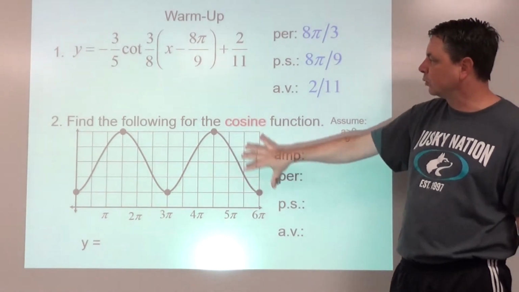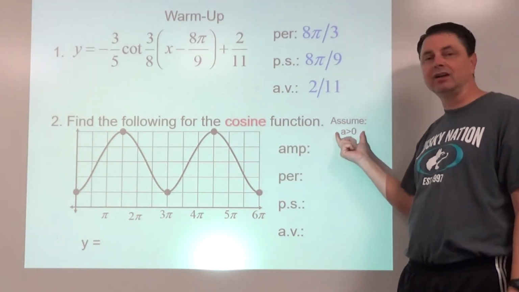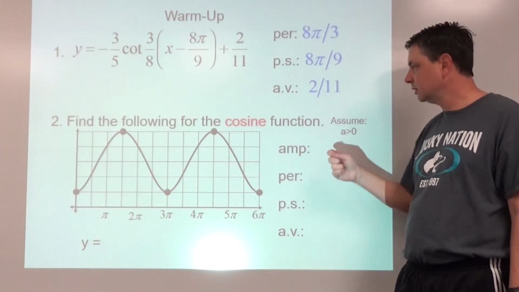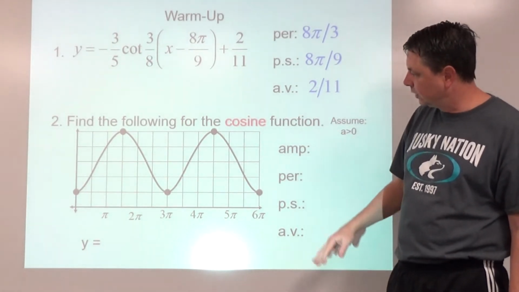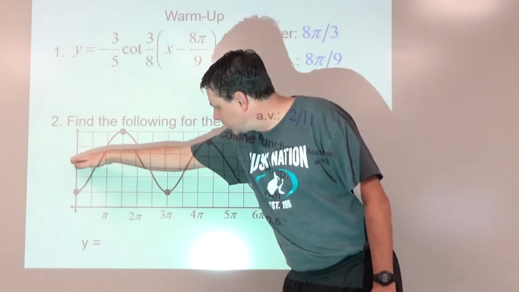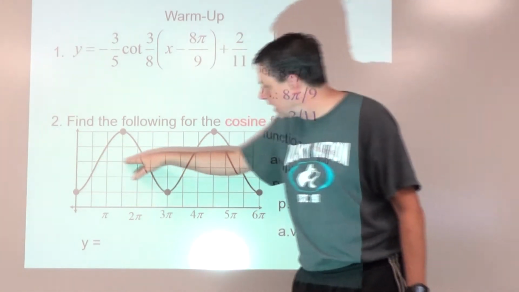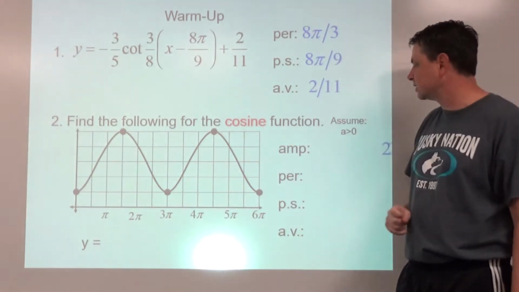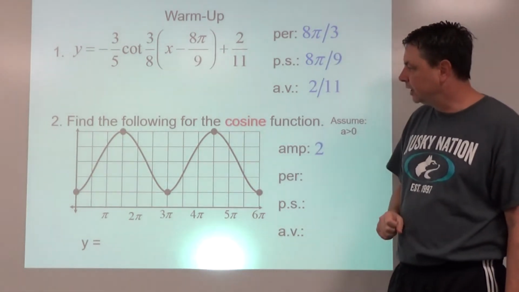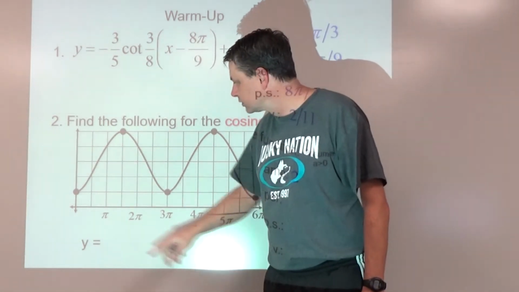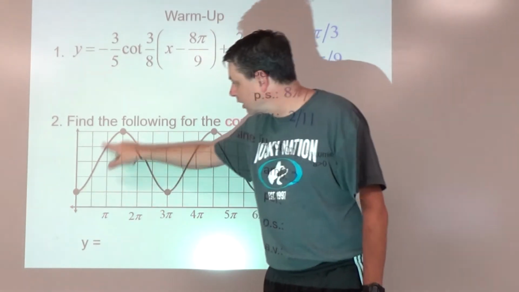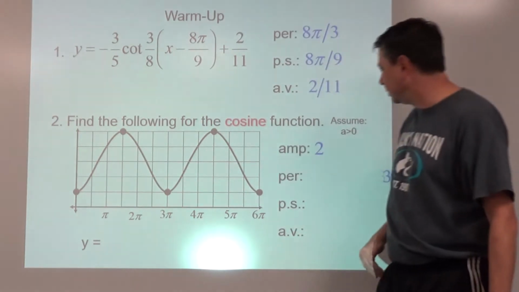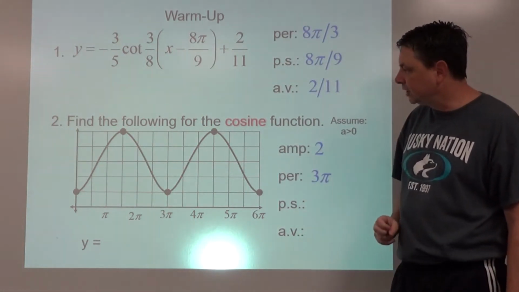All right, assuming that we're looking at a cosine function and also assuming that our a value is positive, what's the amplitude? Well, the center line or the midline is going to be right here, our average value line, and our maximum's 2 above that, so I'm going to say it's going to be 2. The period to complete one full cycle, maybe from there all the way back to there, so that distance is 3 pi.